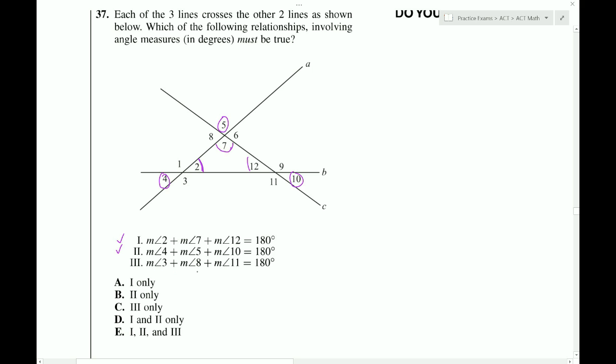Next one is angle 3, 8, and 11. So 3, 8, and 11. This one's not going to work, right? Because 3 and 11 are both obtuse. So when you add them together, it's going to be over 180 already. So it's just 1 and 2.